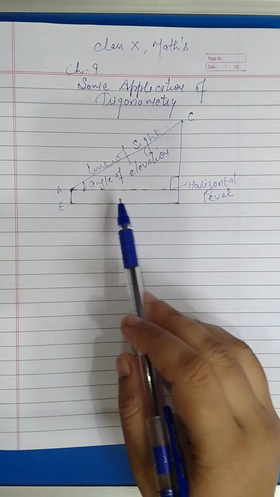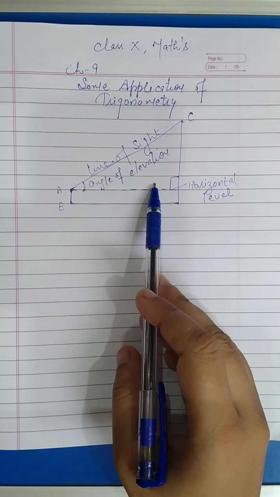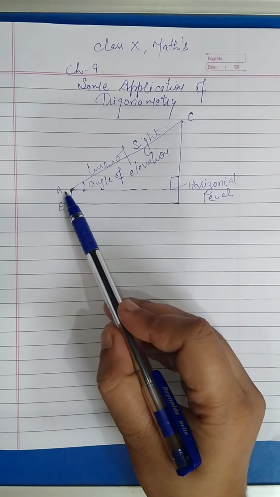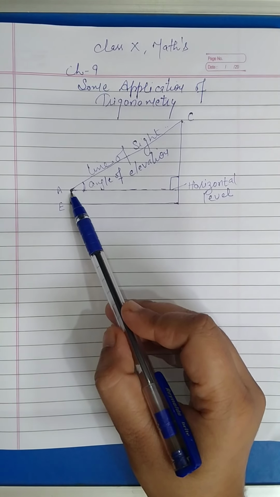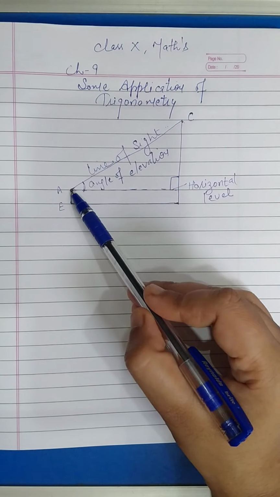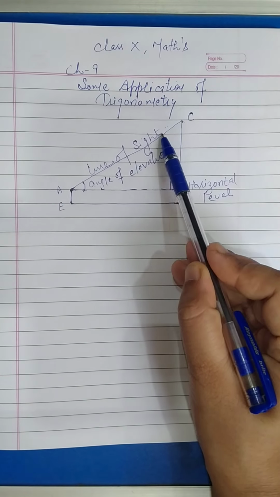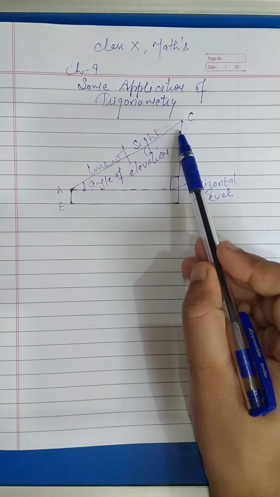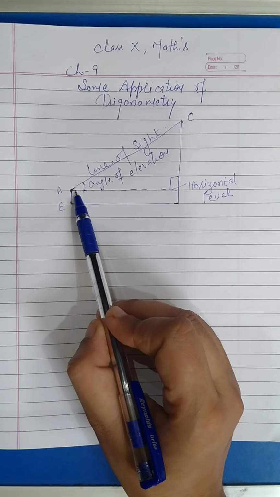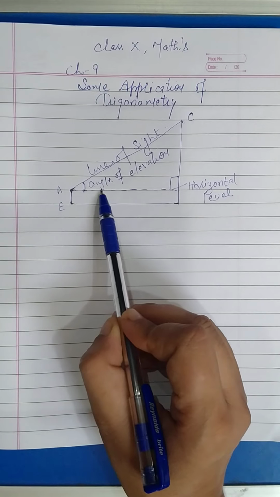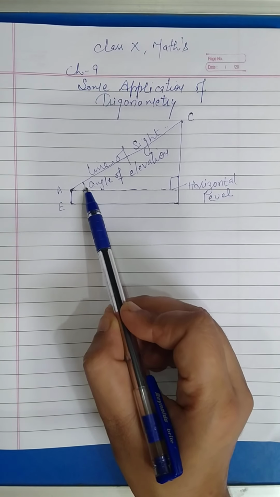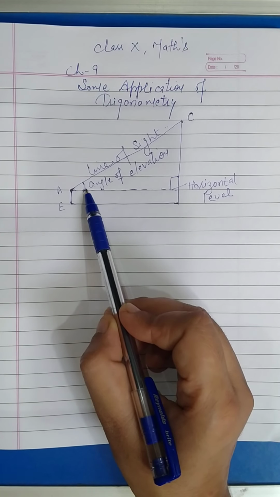Now what is the meaning of angle of elevation? When an angle of elevation is formed, it means there is a line of sight. Line of sight is the line drawn from the eye of an observer to the point in the object viewed by the observer. So that line is known as the line of sight. And the angle of elevation is the angle formed between the line of sight and the horizontal level of the eye.